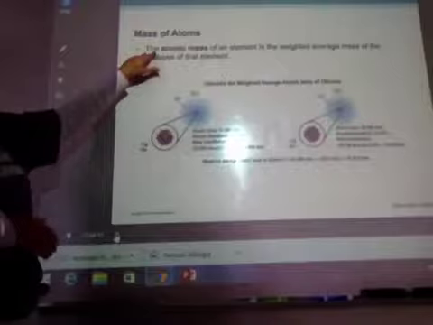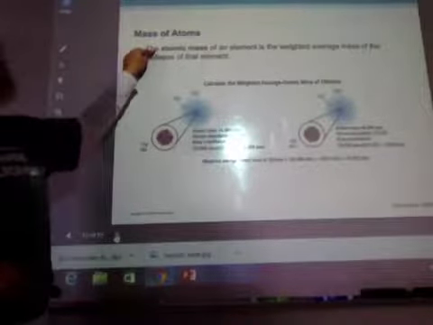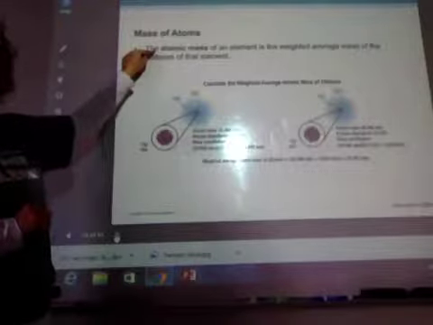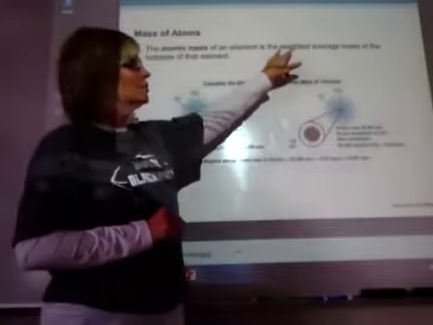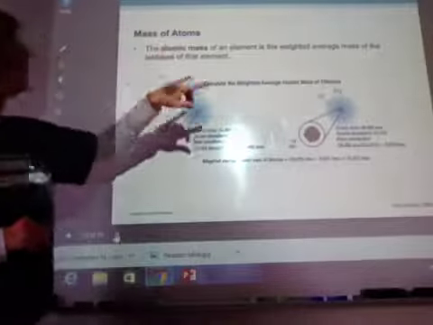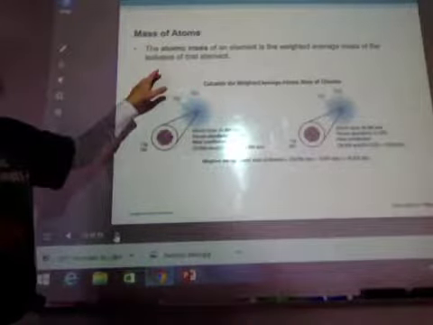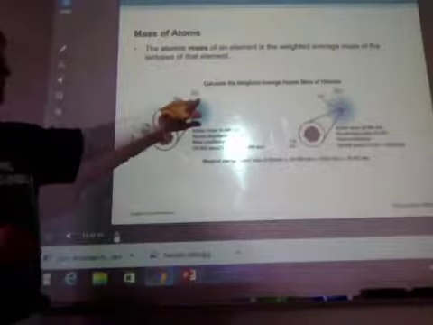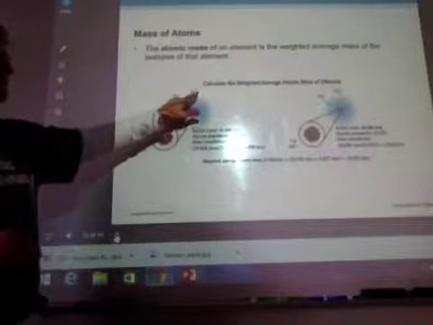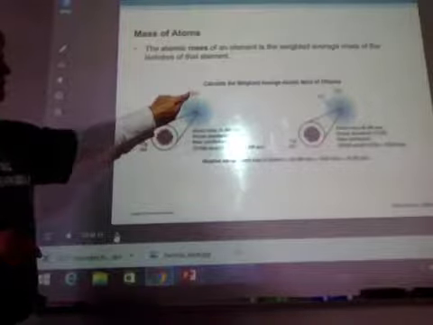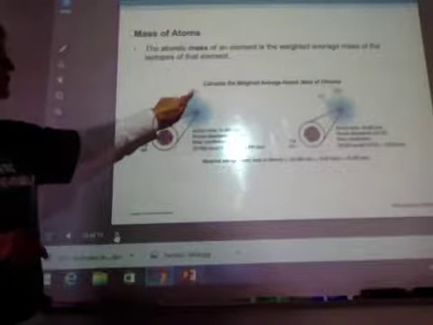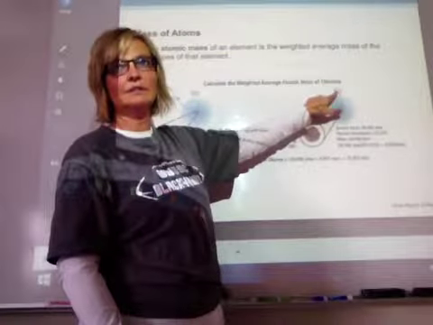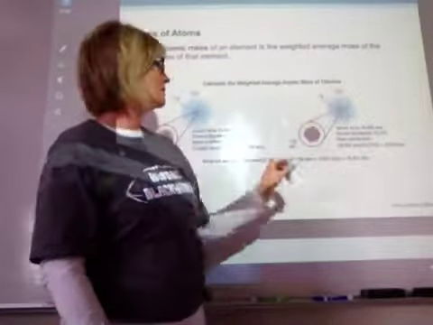So, atomic mass of an element is what's actually on your periodic table. The number that is not rounded is your atomic mass. And it is the weighted average mass of all isotopes of that element. So if I look at chlorine in particular, I have chlorine 35 and chlorine 37. Those are the two isotopes.